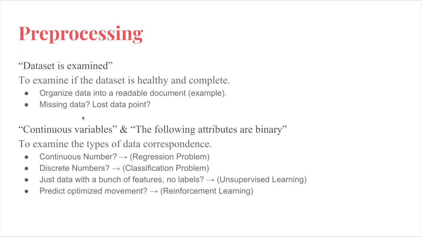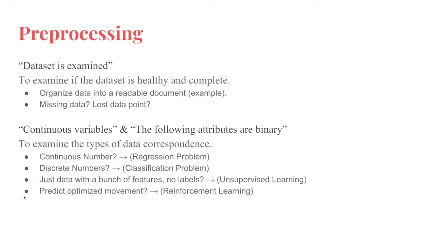The second quote says "continuous variables," and the third quote says "the following attributes are binary." This basically means that we are examining the data set to see what kind of data are contained in there, and this helps us understand which methods or machine learning training models are best for our data to be trained. So the first question to ask is always what kind of variables or what kind of numbers are in there. Basically, there are the following 4 categories of input data.